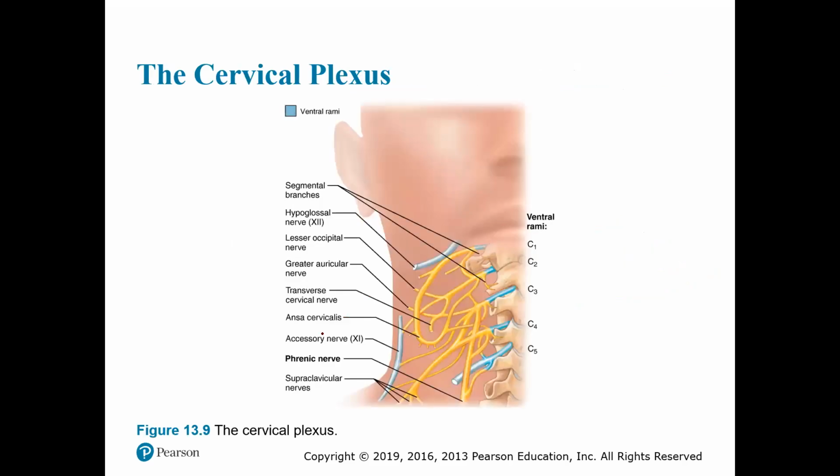Again, you don't have to memorize all of this, but you have to know that the cervical plexus is basically C1 through C4. If you said C5, it'd be okay, but it really, truly is C1 through C4, and it exits on both sides. And you have different branches. C3 to C5 is the phrenic nerve.